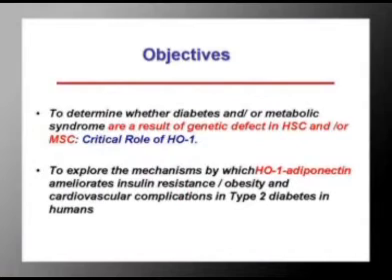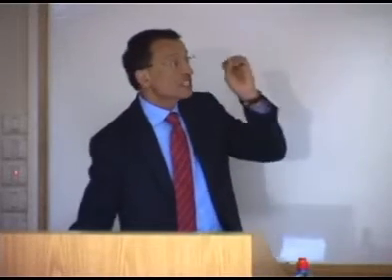So one of the objectives I want to show you is to determine whether diabetes and metabolic syndrome are a result of a genetic defect, and what this heme oxygenase does. Secondly, what is the mechanism by which the HO1 gene, through its induction, can increase adiponectin? And what does that have to do with insulin resistance, obesity and cardiovascular disease in mice as well as in humans?